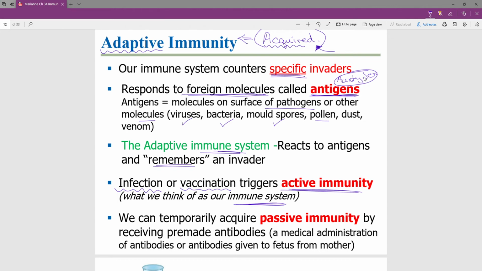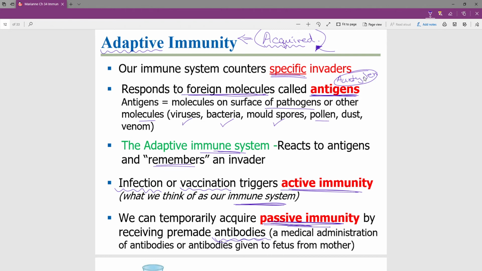So passive immunity, again part of adaptive immunity, is going to talk about antibodies, which I said are part of the adaptive immune response in people. But it's not your body creating the antibodies itself. And so if you are injected with pre-made antibodies or antibodies that come from mother to fetus, then that's considered passive immunity. You're not doing anything. Your cells are not creating the antibodies themselves. And so that would be passive immunity.